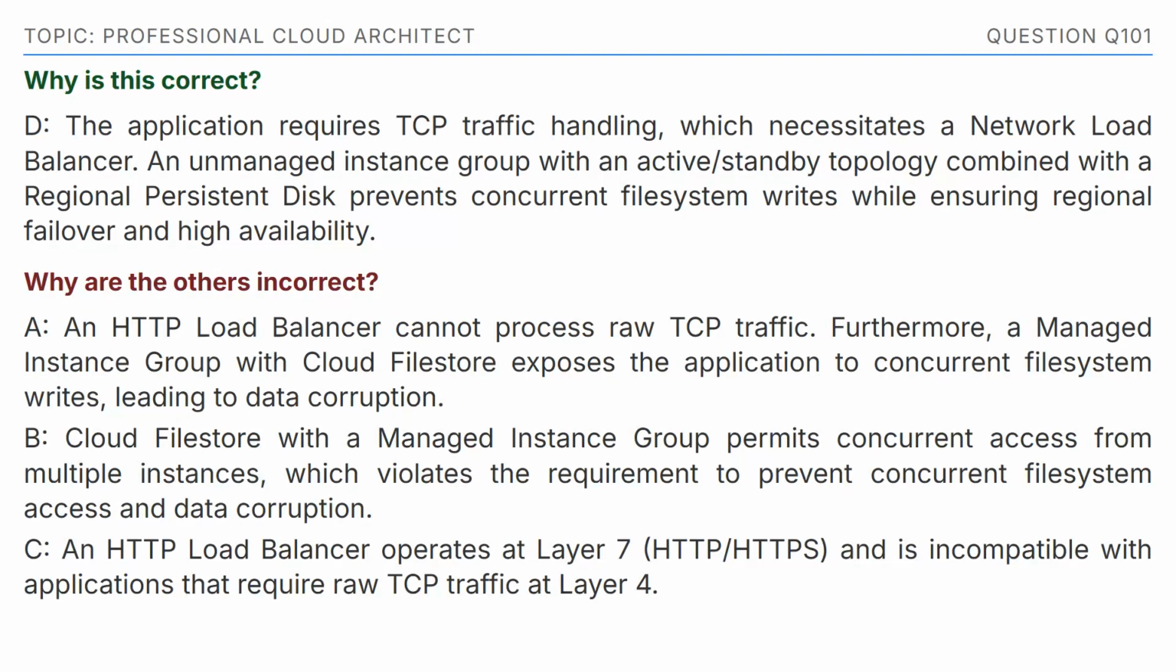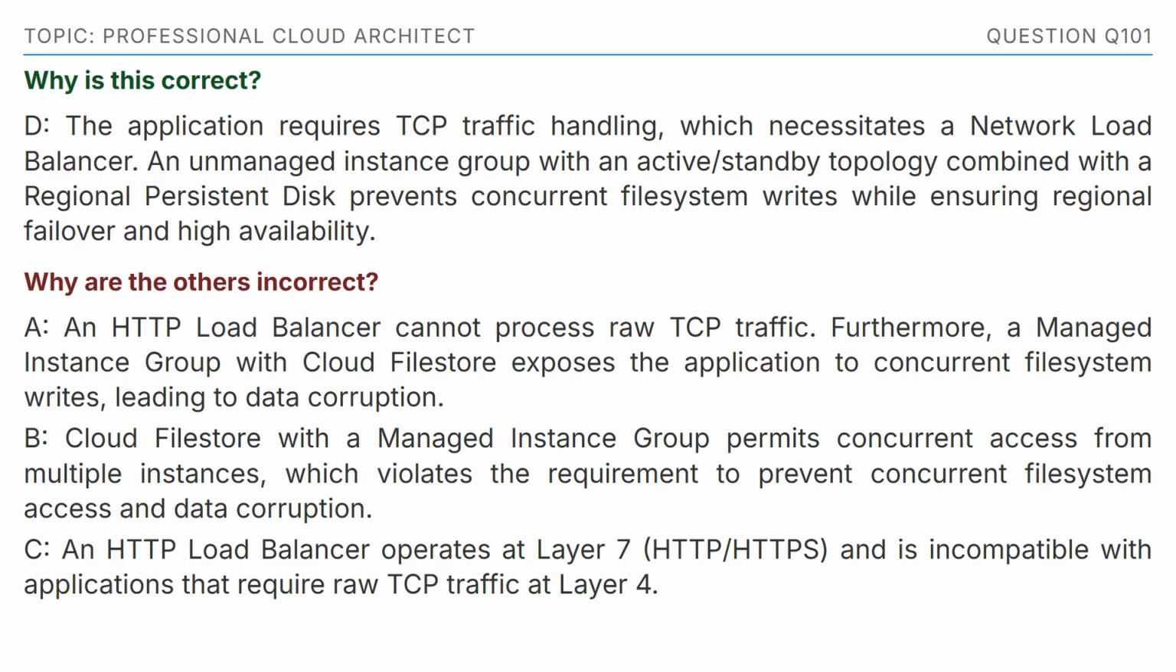Why is this correct? D. The application requires TCP traffic handling, which necessitates a network load balancer. An unmanaged instance group with an active/standby topology combined with a regional persistent disk prevents concurrent file system writes while ensuring regional failover and high availability.